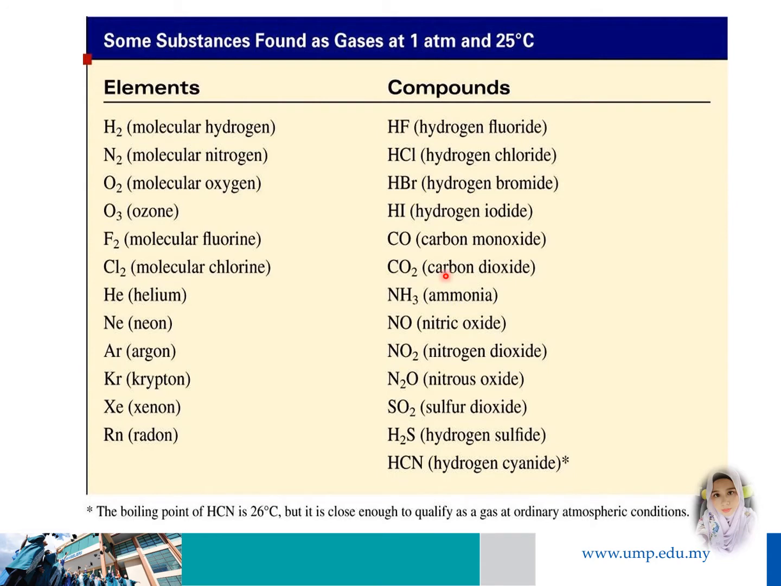The table shows some substances found as gases at 1 atm and 25 degrees Celsius. Gaseous substances include many binary hydrides such as hydrogen halides, and simple covalent oxides of the non-metals such as carbon monoxide and carbon dioxide. There are also ammonia and sulfur dioxide, which is widely used as a refrigerant, but it is not used in houses because of its poisonous nature.